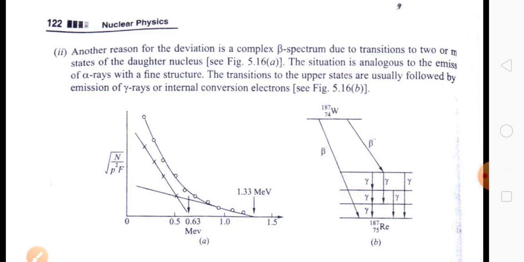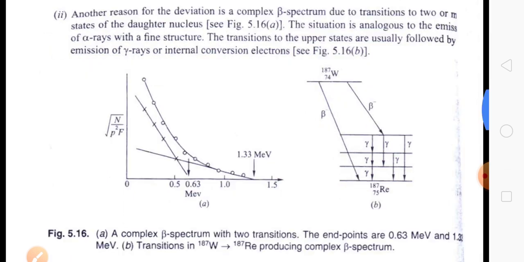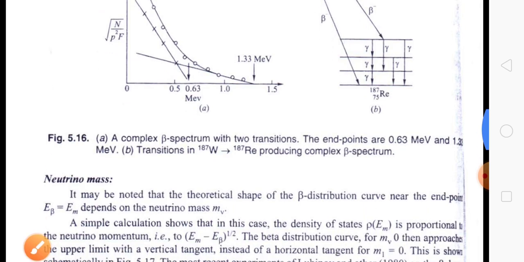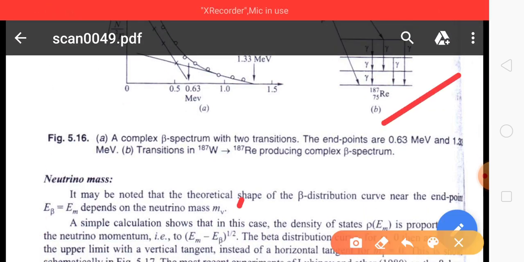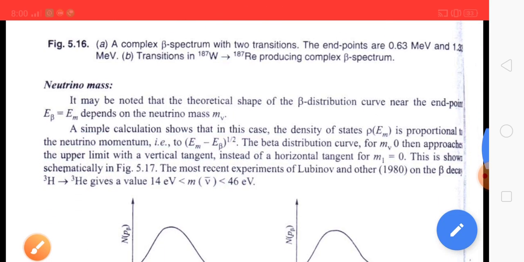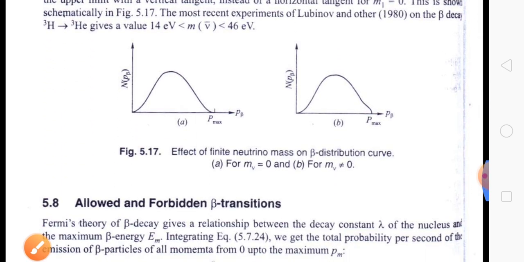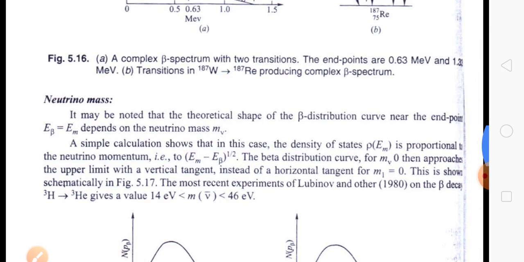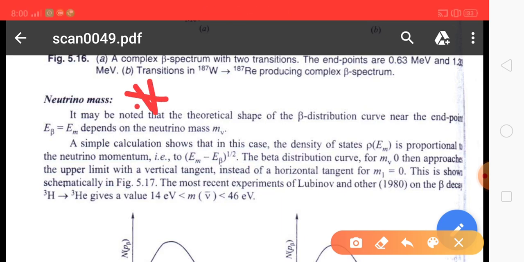The situation is analogous to the emission of alpha rays with a fine structure. The transitions to the upper states are usually followed by emission of gamma rays or internal conversion electrons, that is, you can refer to 5.16b. Okay, so now let us come to the point of neutrino mass, which is very important.